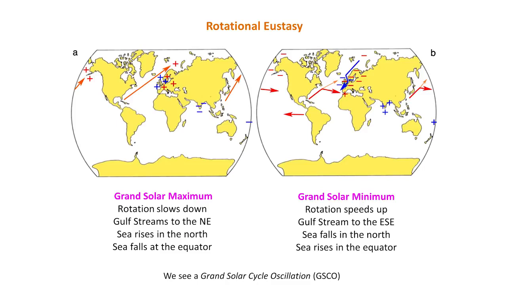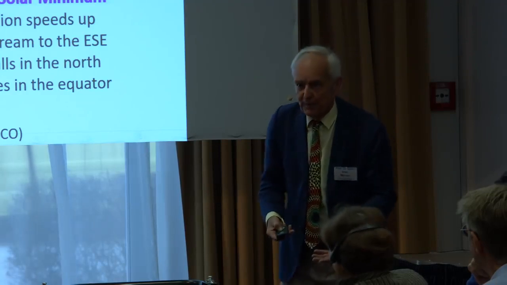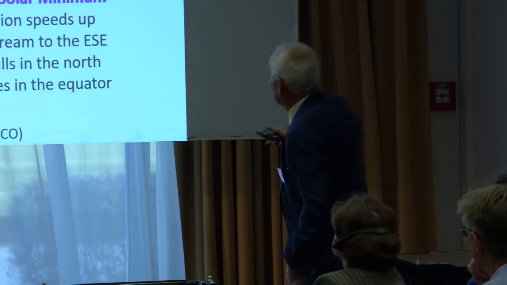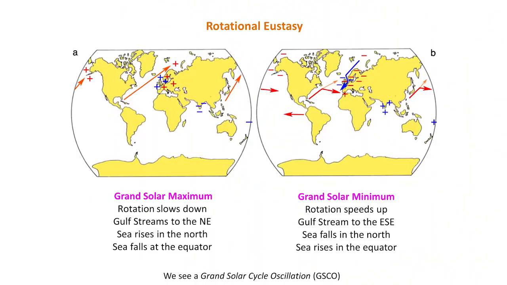On the contrary, it's grand solar minima. Rotation of the Earth speeds up, not from an internal process, but from external forces. It means from the planetary beat on the sun. The Gulf Stream goes this way, so it gets colder and less sea level here. But here it's bent down, so it increases here. Sea level falls in the north, sea level rises in the equator. This is the 17th century, when we now should have another plus here, as in New Caledonia. So that is, so to say, a simple model.